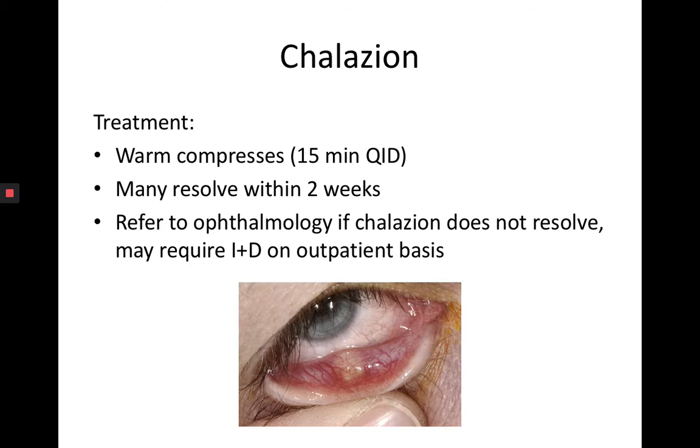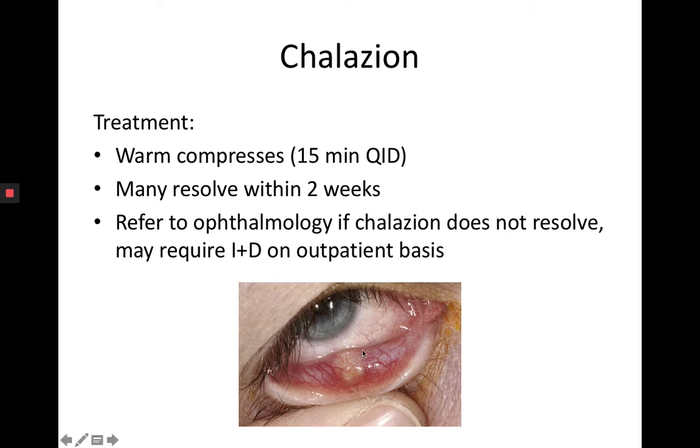Treatment is similar, though. It is with warm compresses several times a day. These often resolve within 2 weeks. And if they do not resolve, then it might be helpful to refer these patients to ophthalmology, as they might require incision and drainage on an outpatient basis.